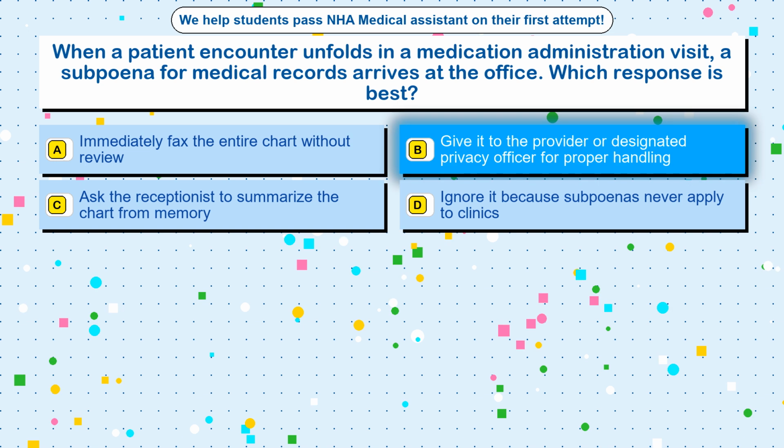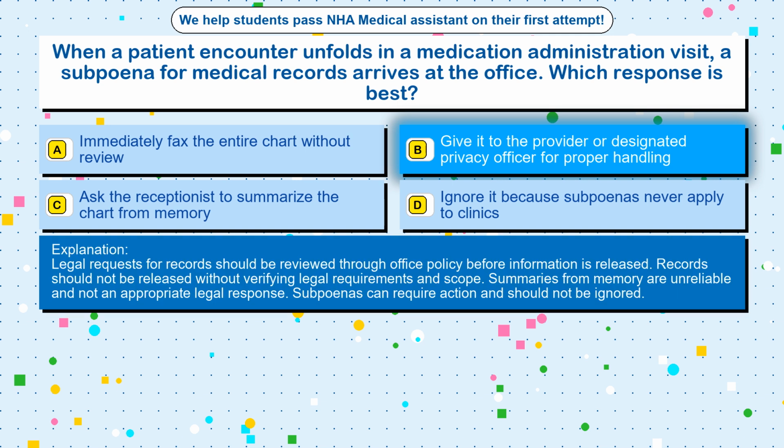The correct answer is option B. Give it to the provider or designated privacy officer for proper handling. Legal requests for records should be reviewed through office policy before information is released. Records should not be released without verifying legal requirements and scope. Summaries from memory are unreliable and not an appropriate legal response. Subpoenas can require action and should not be ignored.